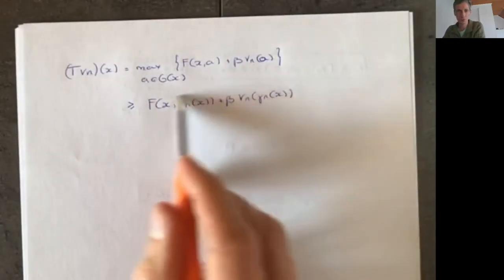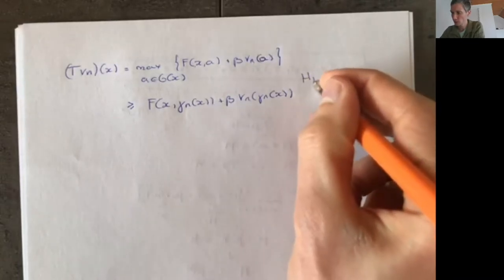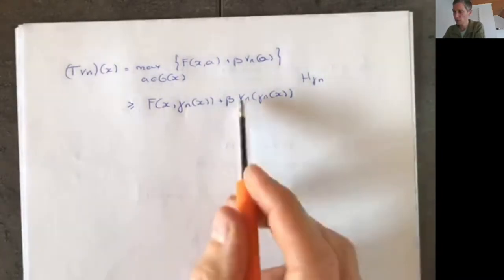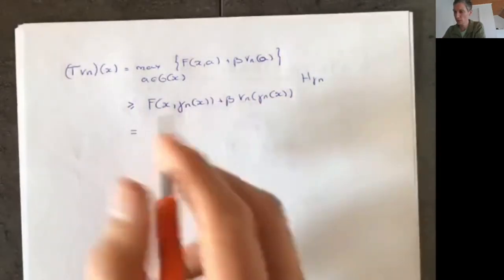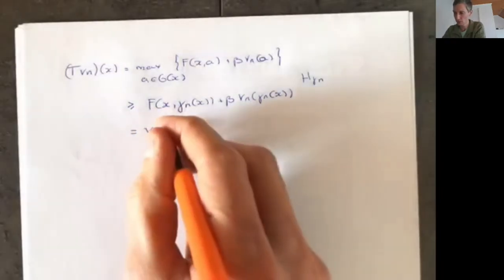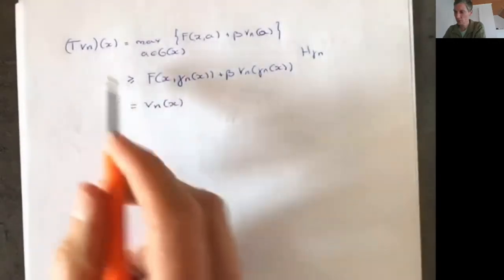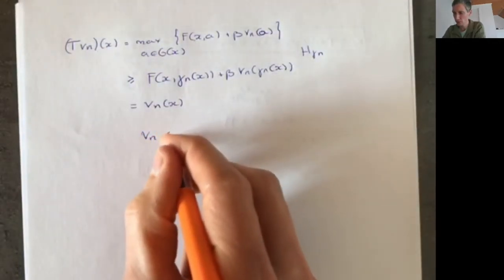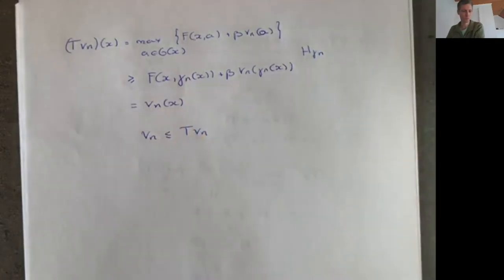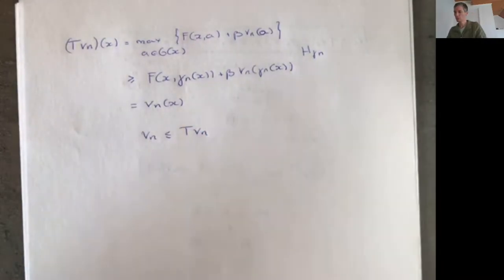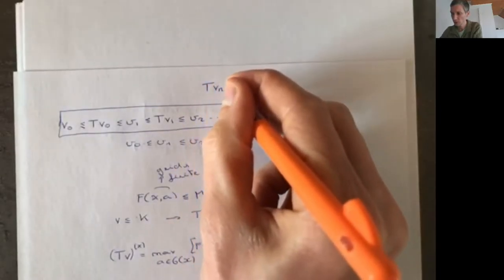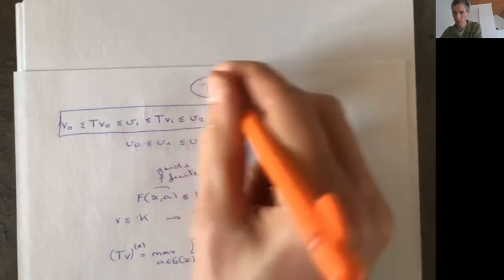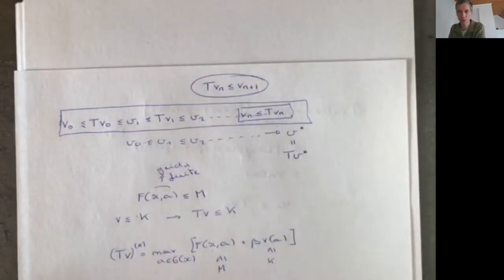However, this is the fixed point of the operator H gamma n, right? Because v_n was the fixed point, right? So if I plug in v_n on the left-hand side, what I get out of it on the right-hand side is actually v_n of x. Okay, so this indeed shows that at every x, v_n is lower or equal to T v_n. Okay, so this indeed shows this inequality here. Okay, so what remains to be shown is that T of v_n is less or equal to v_{n+1}. Okay, and this is what we're going to show in the second step.